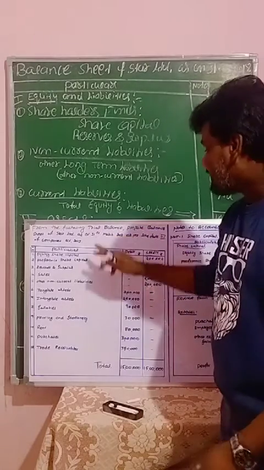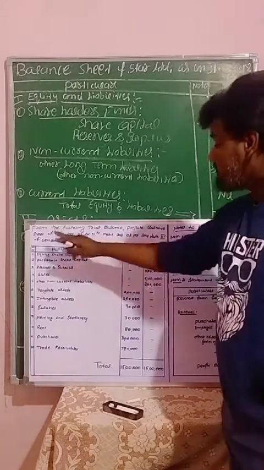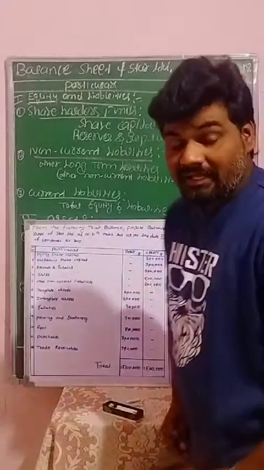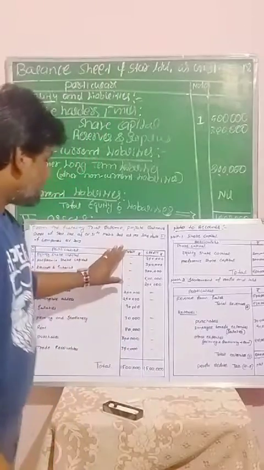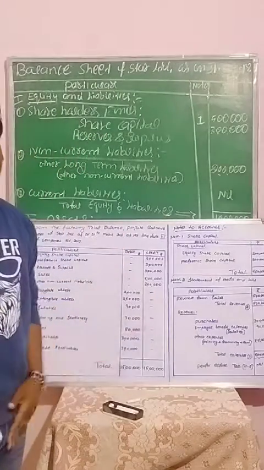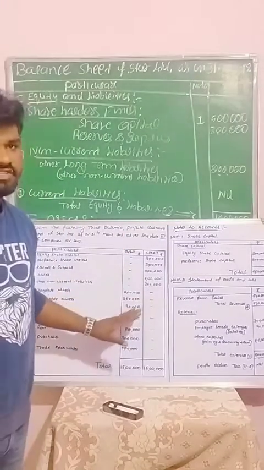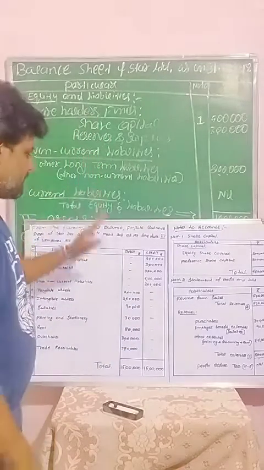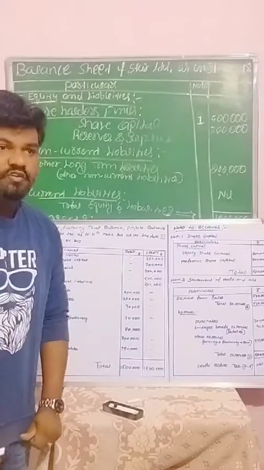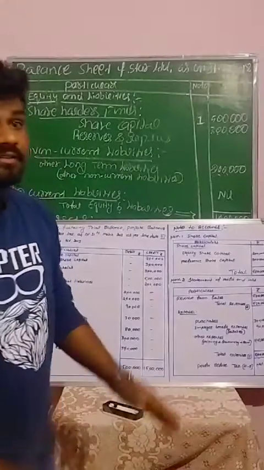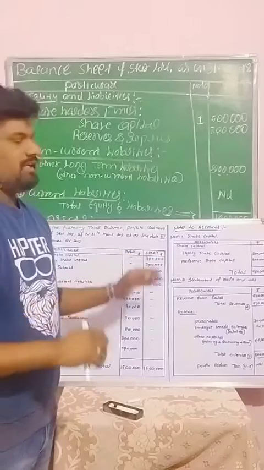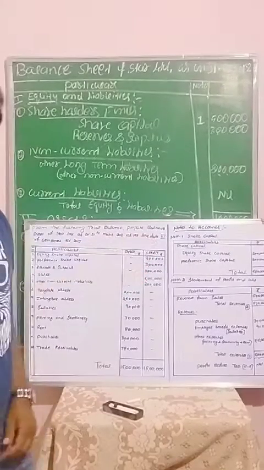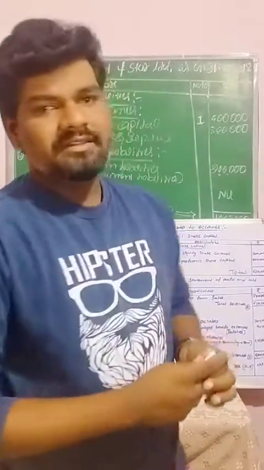Using this trial balance, we need to prepare the balance sheet of Star Company Limited as at 31st March 2018. Whatever information they have given in this trial balance is related to the balance sheet. Whatever information is useful for the preparation of the balance sheet, we need to select here, as per Schedule 3 of the Companies Act 2013.